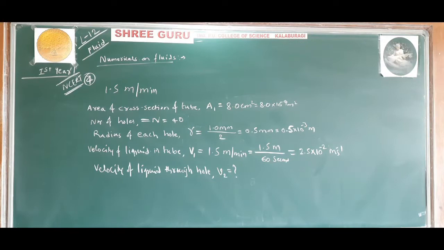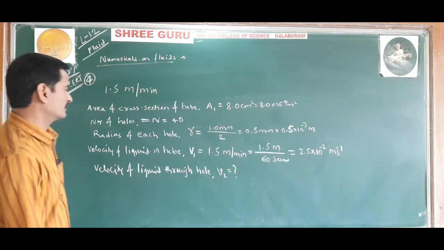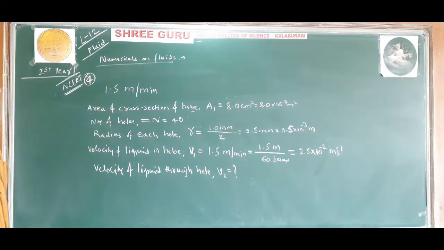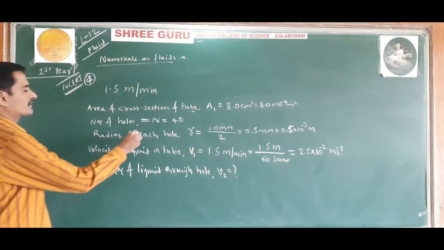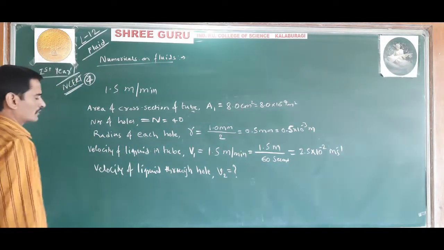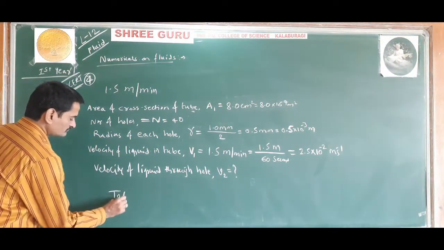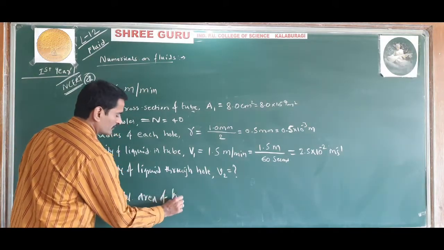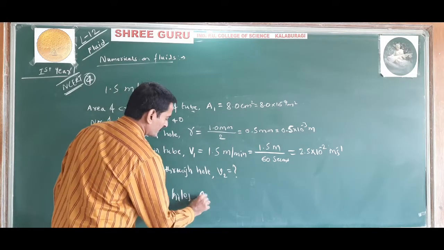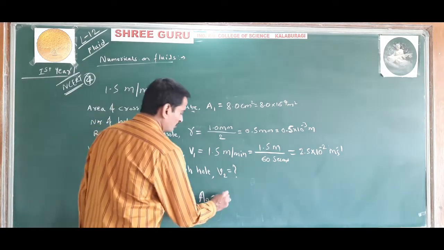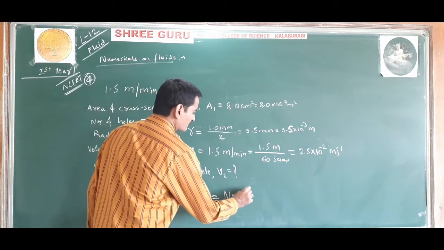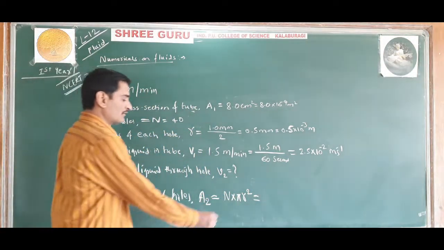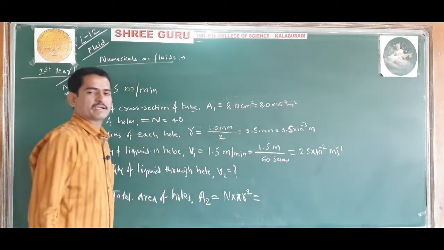Understood? So now first find out the area of cross section at the other end. Area of cross section of the tube is 8.0 centimeter square, and the number of holes is 40. So the total area of holes we will write as A2 is equal to n into pi r square, number of holes into area of each hole. Area of each hole will be pi r square.